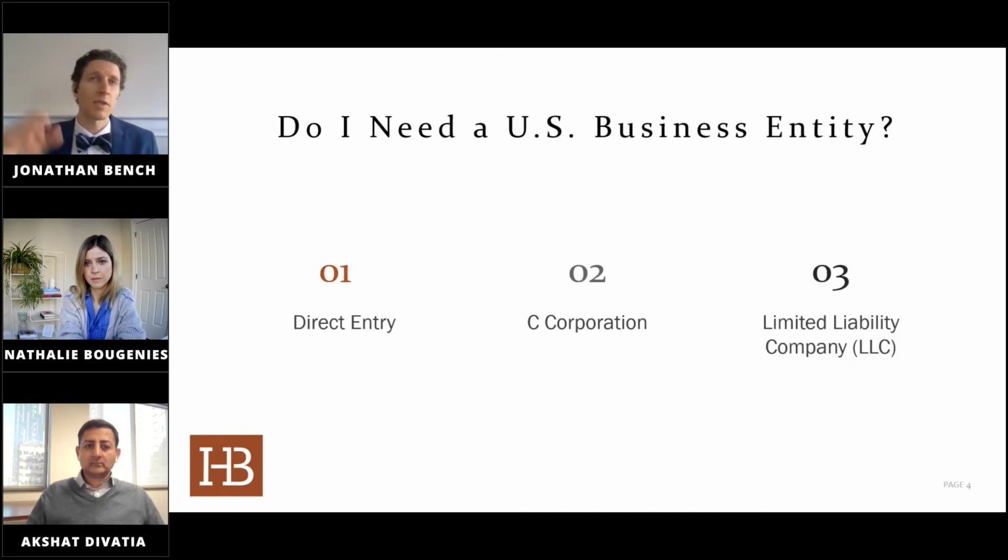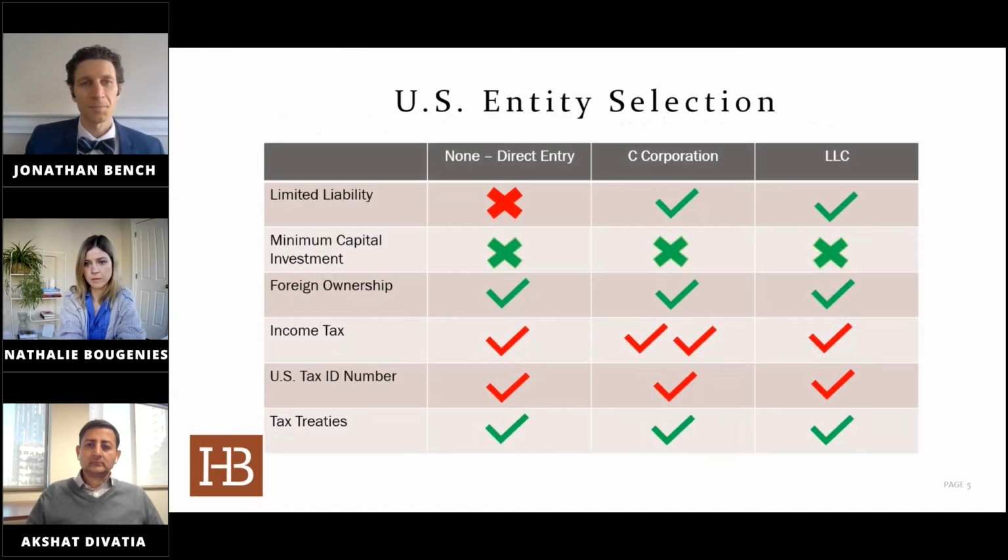A lot of times when we set up a parent subsidiary structure, one company above the other, we do that because we want to keep the risks from each of these companies separate from each other. That's especially true across international borders. So rather than doing a direct entry, most companies look at options 2 and 3, which is, do we form a corporation? Do we form a limited liability company in the United States?